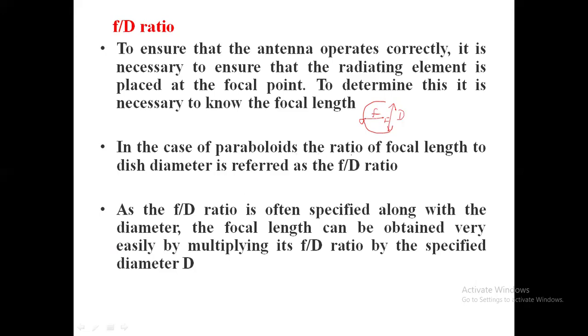In case of parabolas, the ratio of focal length to dish diameter is simply the F by D ratio. The most important point to keep in mind is that the F by D ratio is often specified along with the diameter, so the focal length can be obtained very easily by multiplying the F by D ratio by the specified diameter D. That means very simple. See, if you are designing a parabolic dish like this, we can know the D value, right? Based on this D value, we are going to calculate the value of F. That is what we are going to do in the upcoming slides.